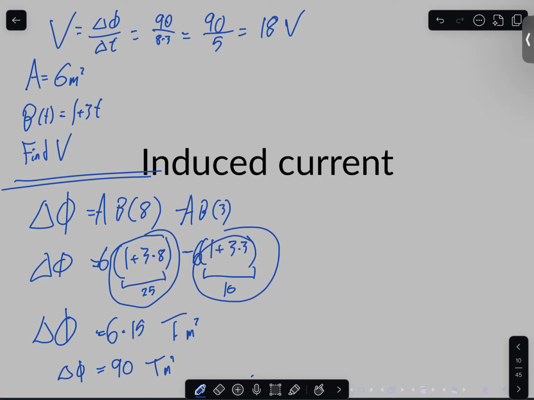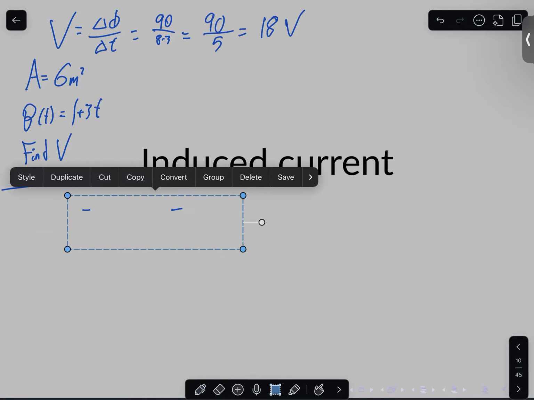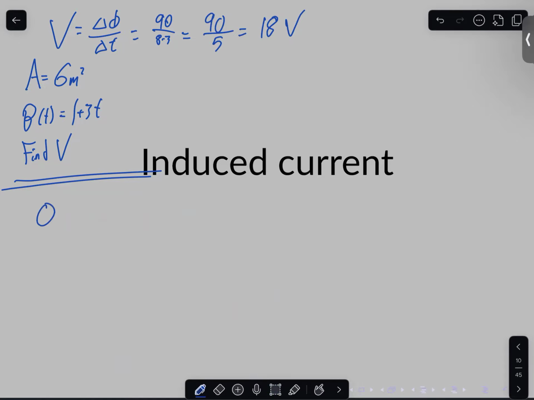I'm going to give you a third example. Let's calculate the flux at time 0. What do we start with at the beginning? The flux at time 0 is 6 meters squared times 1 Tesla. 6 Weber, 6 Tesla meters squared.